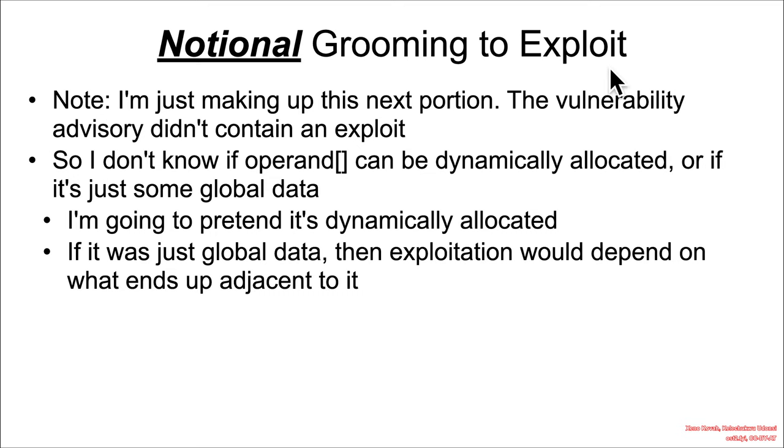Now, I'm just making this up because the original write-up didn't have anything about exploitation. It was just talking about the vulnerability. So I don't actually know whether operand is dynamically allocated or some global data or something like that. And I don't really care enough about Linux, octals, and stuff like that to go figure it out. Someone else, someone that cares about Linux, can go ahead and examine this more deeply and let me know how on or off base I am for this.